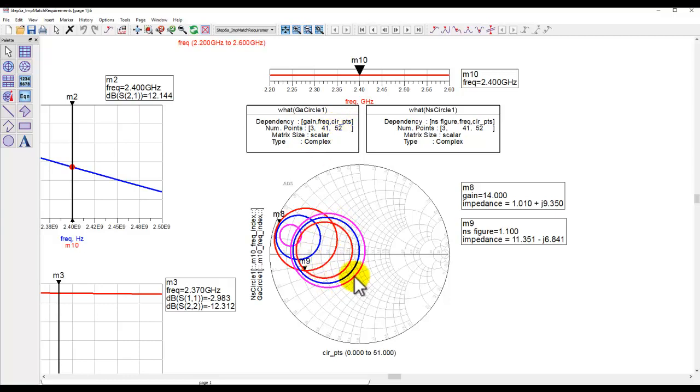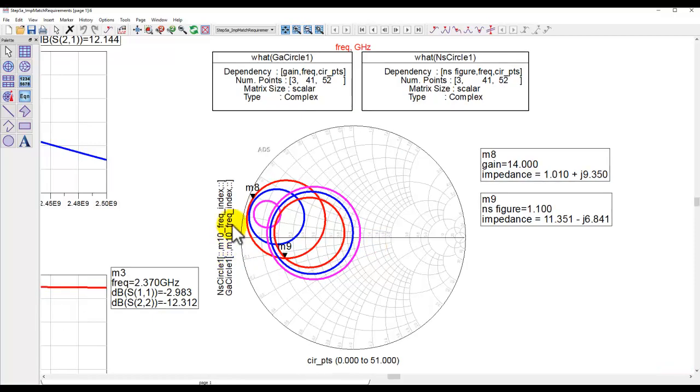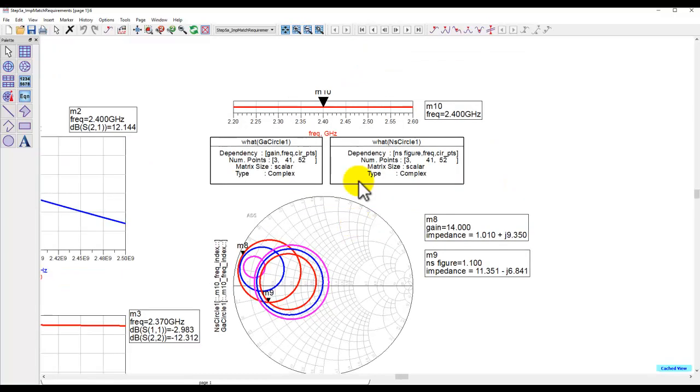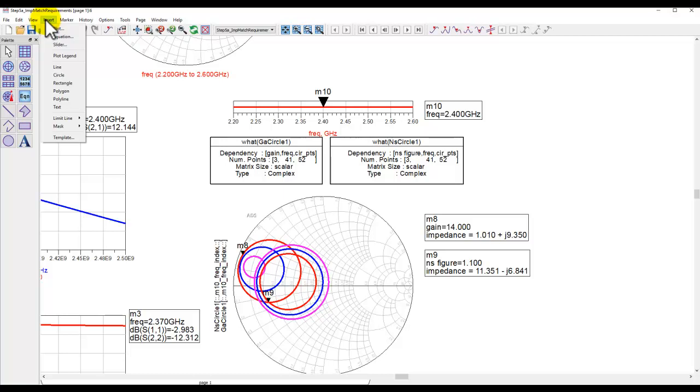However, here you can see I only have 3 circles because I just filtered everything based on this marker M10 location. The simple syntax to be used here is I only filter the frequency. You can see the second argument is my frequency. So I type that argument with the M10 frequency index. And I do have a slider here. Again, I have a previous tutorial talking about how to insert a slider. You can do so by going to insert slider.